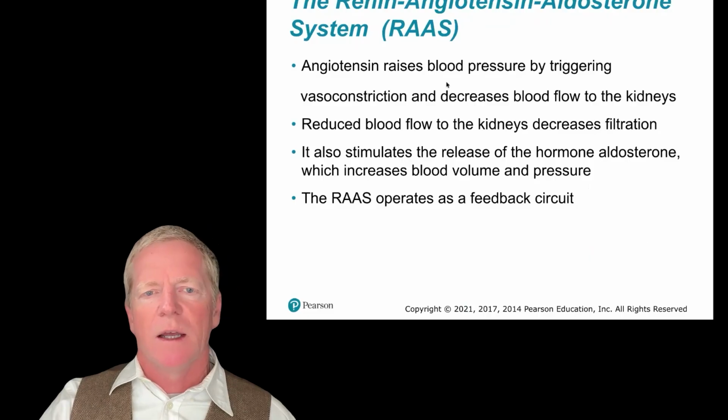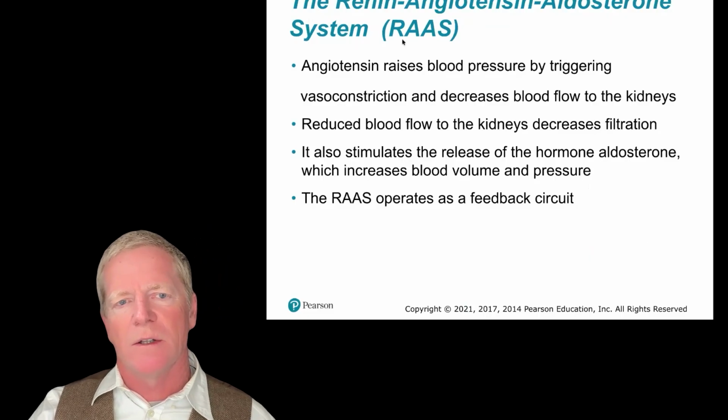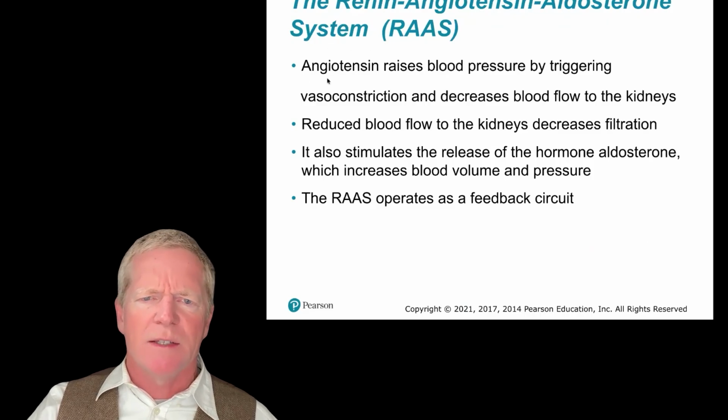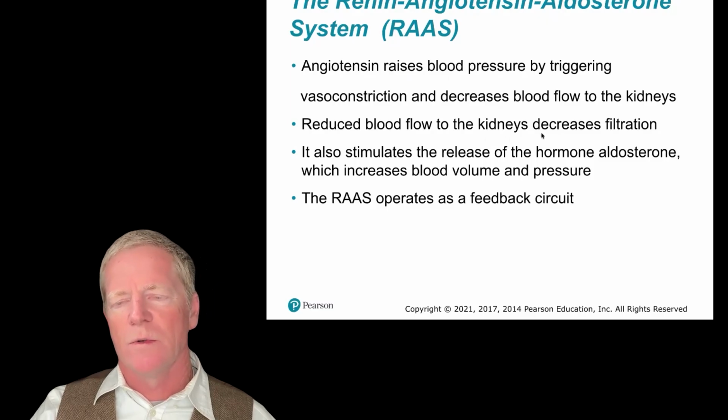So let's take a look at how the sympathetic nervous system and the renin, angiotensin, aldosterone system are regulating blood pressure. So angiotensin is the molecule that is responsible for raising blood pressure by triggering vasoconstriction. Okay, and by triggering vasoconstriction, that decreases blood flow to the kidneys. Decreased blood flow to the kidneys results in elevated blood pressure. This reduced blood flow to the kidney also decreases filtration, and it stimulates the release of the hormone aldosterone.